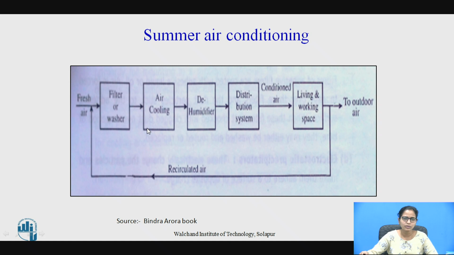Due to the summer, the air has to be cooled, and then it is passed on to the dehumidifier, that is, the excess moisture whatever is there has to be removed over here. Further it passes to the distribution system, and then the conditioned air is contained over here, which will be passed on to the living and the working space, and next it flows on through the outdoor. This conditioned air which we get actually has to be recirculated. In this way the flow takes place in the summer air conditioning.